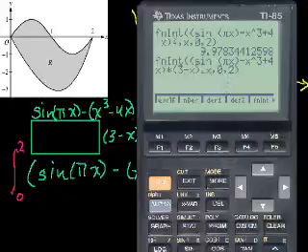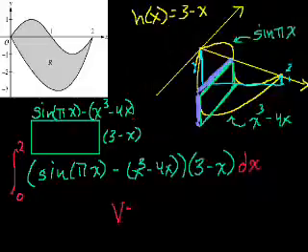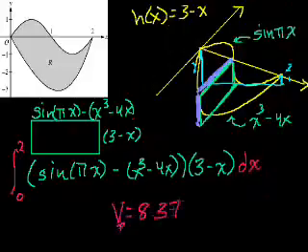Let's hit enter. And notice that it is calculating, and our answer is 8.37, I think is a fair answer. So the volume of the pond is equal to 8.37. Anyway, hopefully you found that useful.